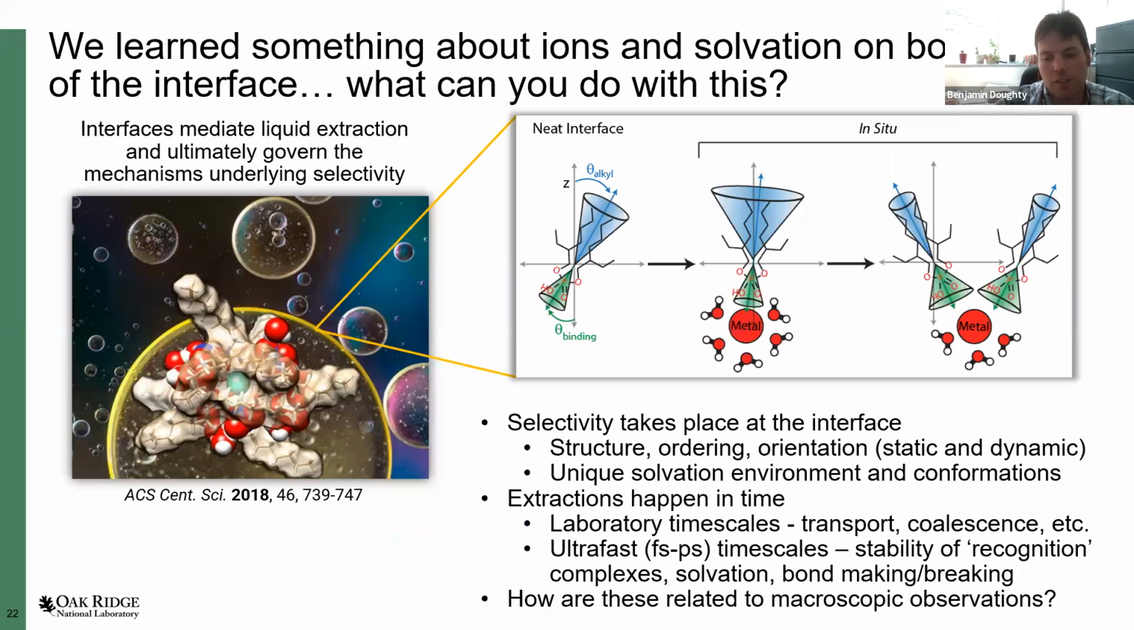So the question is, okay, we've done all this work on assembling and controlling a very simple system, right? This is one tail, one head group, changing just ions. What else can you do that's a little bit more complex?